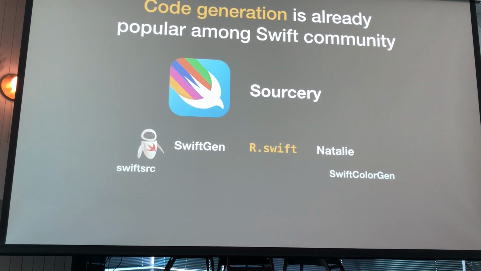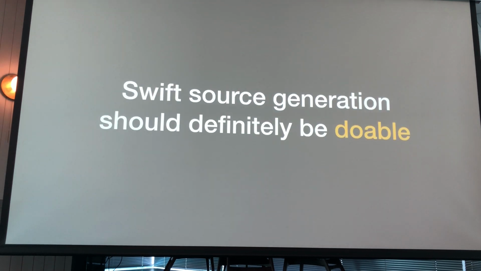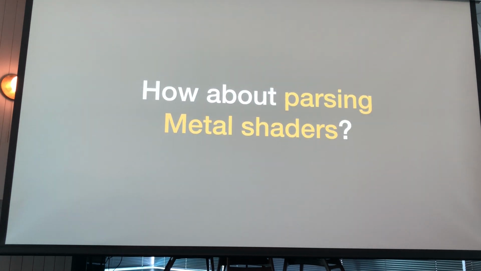Plus, we have a lot of smaller tools like SwiftGen, R.swift, Natalie, and so on. And the Swift compiler team has its own tool for generating boilerplate code, called swiftckaigi, which stands for generate your boilerplate. So the code generation approach seems to be proven good for code bases. So we tried to dig into it. It should be doable since other libraries do it. But how do we parse Metal shaders?